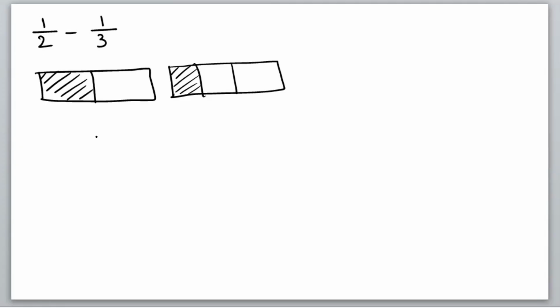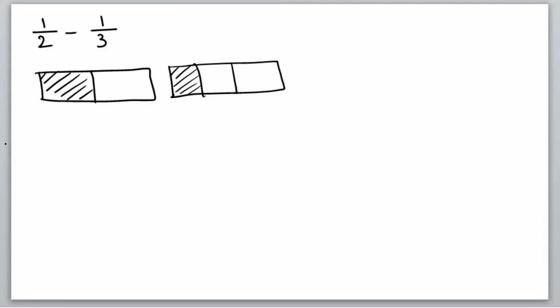If the pieces are not the same, can we subtract? No, we can't subtract. So what do we have to do? First, we need to make the pieces equal. It means we have to make the denominators the same. Then only the pieces will be equal. So how can we make the denominator the same? To make the denominator the same, we have to find a common denominator. And how can we find the common denominator? To find the common denominator, first we have to find the least common multiple.